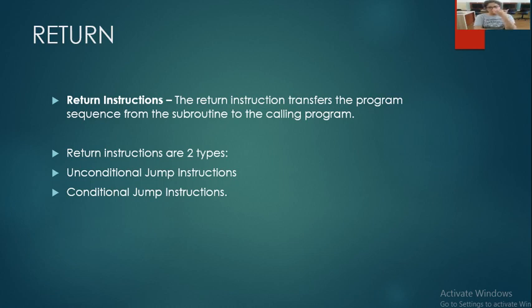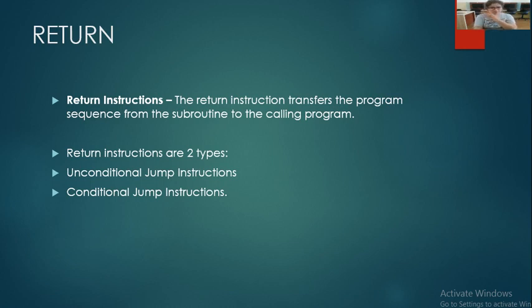Return means when the control comes back to the main instruction or from where it has left, this is return. So the return instruction transfers the program sequence from the subroutine to the calling program. Subroutine means function, from the function to the calling function, as we did in C++. So return is when we have to return the value.